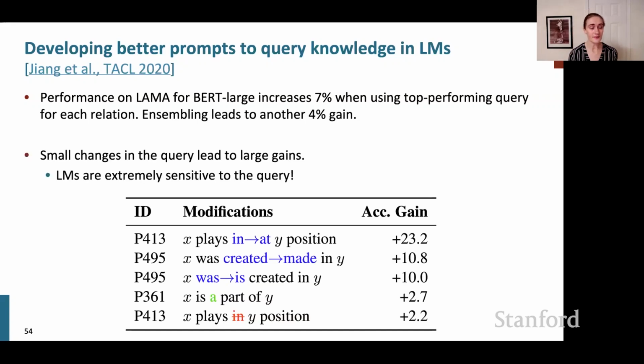This table is a bit frightening, but they find that small changes in the query can lead to really large gains in performance. So if you just have a query like "X plays in Y position," and then you change that to "X plays at Y position," this can actually lead to like a 23% accuracy gain on this particular relation in terms of the model actually being able to recall the correct answer. Or even just "X was created in Y" to "X is created in Y," a 10% accuracy gain. So I think this motivates the need to not only develop better ways to query these models, but probably also build language models that are actually more robust to the query itself.